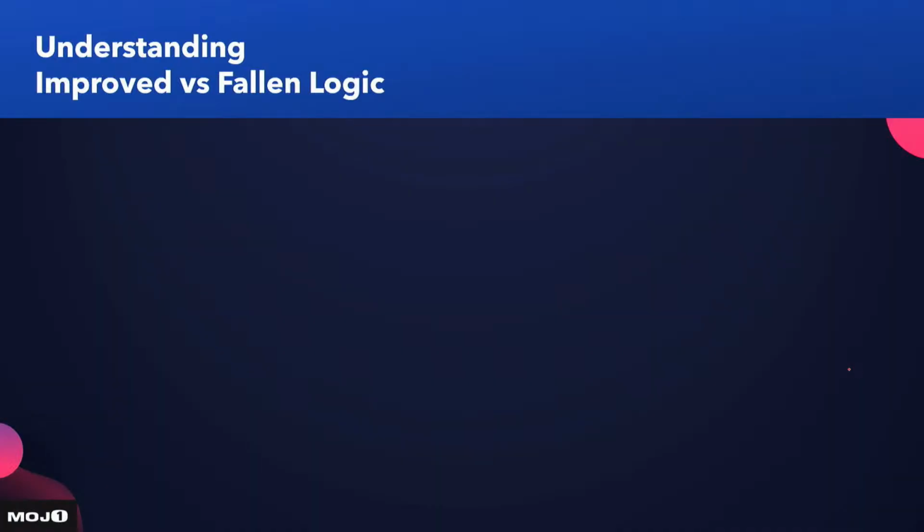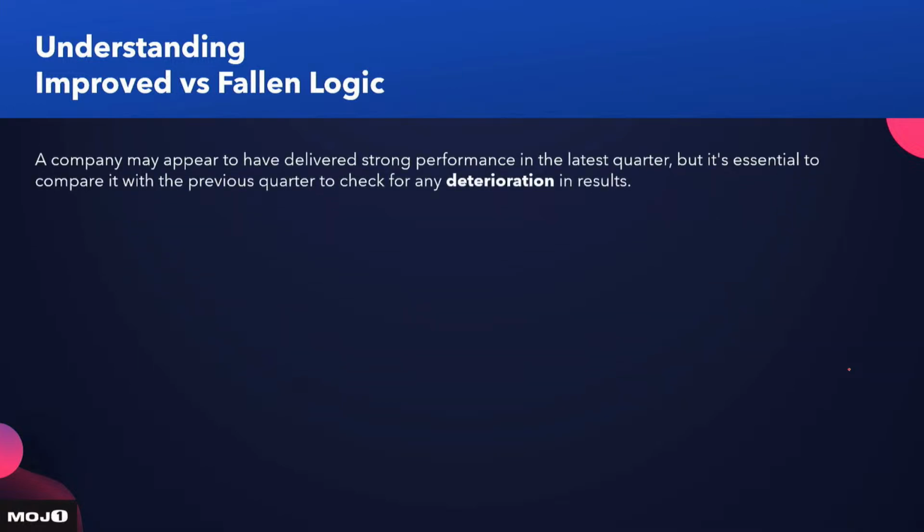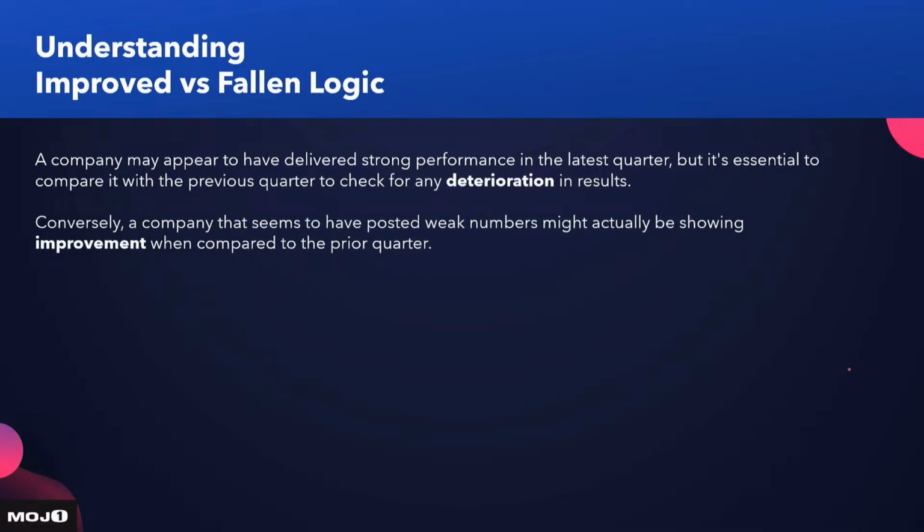If I have to give it to you in a bit of a textual format, a company may appear to have delivered strong performance in the latest quarter, but it's essential to compare it with the previous quarter to check if the results have deteriorated. You're getting my point? It might be good, but was it better than the last time? In other way, a company that seemed to have posted negative result might show improvement versus the previous quarter. So even negative versus very negative is an improvement. You're getting my point over here. I can go again. If you all have any particular queries, you can drop in the chat box. I'm trying to go slow over here.